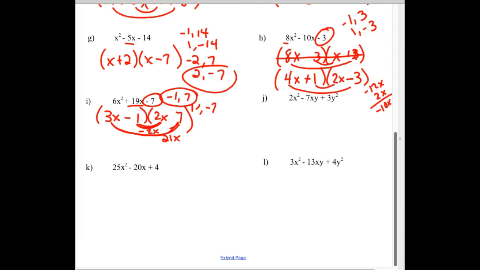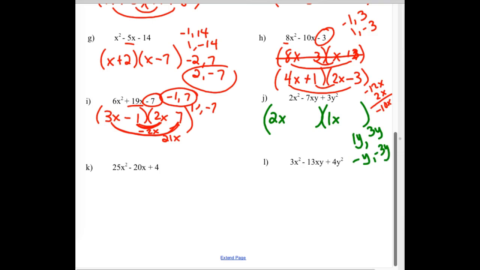All right, what's different about our next example is that we have multiple variables. But we can break those apart just like we've been working with the x's. Our 2x squared, I'm going to split into 2x times 1x. To get a 3y squared, I'm going to need a 1y and a 3y, or they could be both negative. That would still multiply to be the 3y squared.